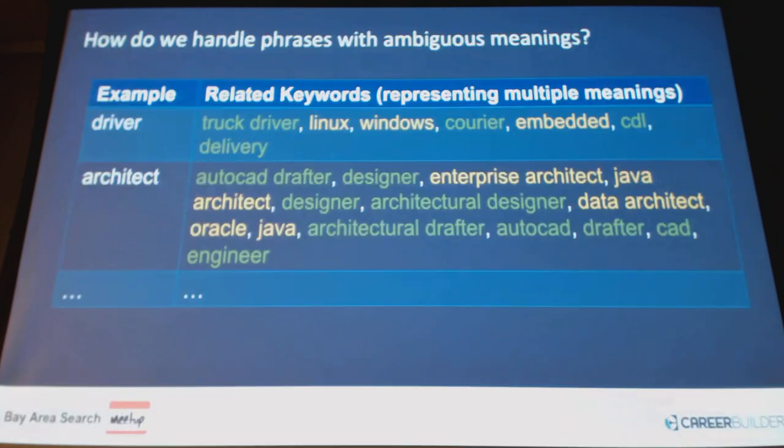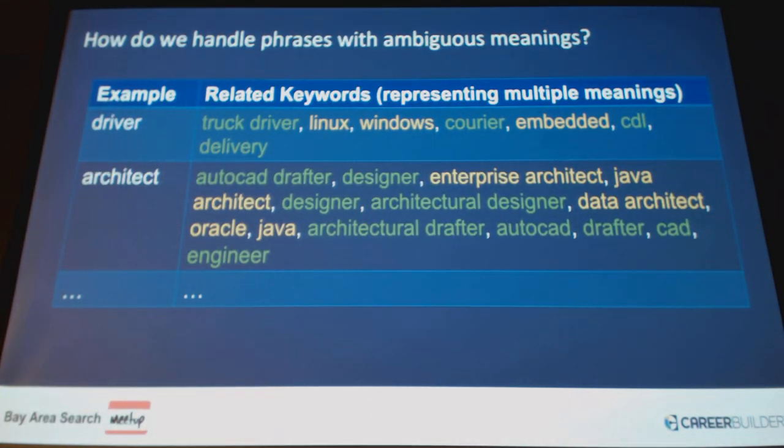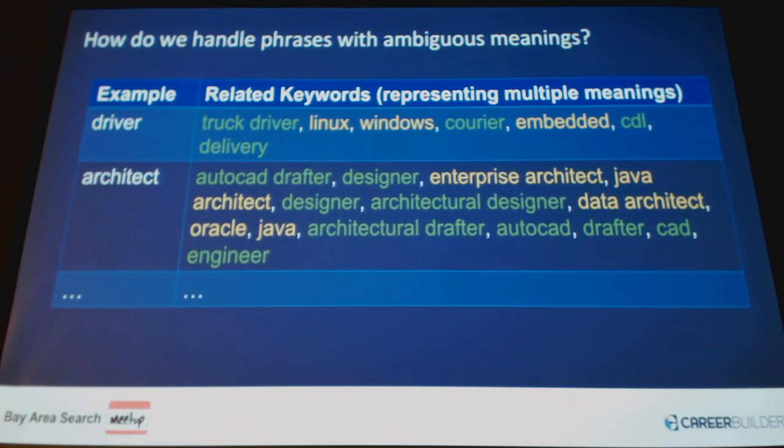Now to contextual disambiguation. I'm going to keep saying this over and over again: we mine our query logs, we get terms, and figure out what other terms are related to them. That works really well for most keywords because they're not ambiguous. However, what do you do in a case like this, where I've got driver or architect? The list of related terms that comes back for driver is truck driver, Linux, Windows, courier, embedded, CDL and delivery. For architect, it's AutoCAD drafter, designer, enterprise architect, Java architect, data architect, Oracle. There are clearly two different senses, sometimes more than two, found within these relationships.